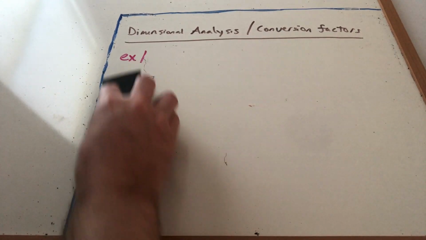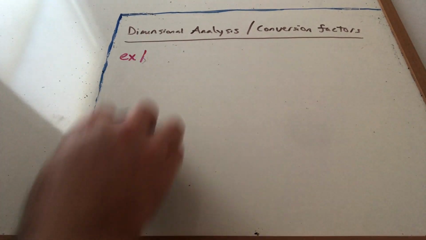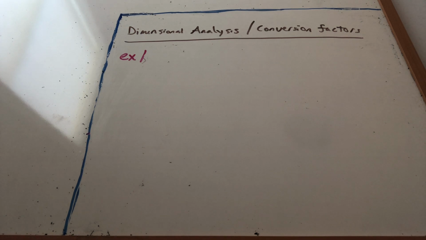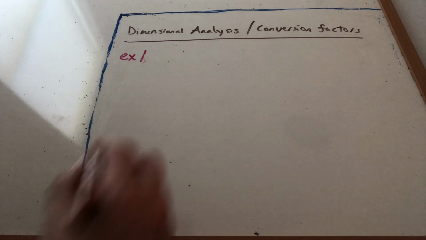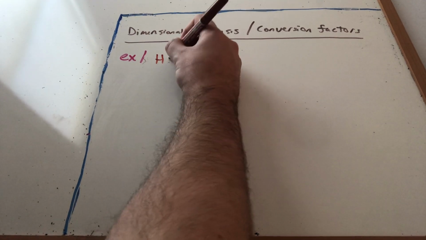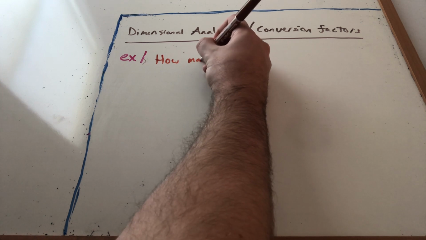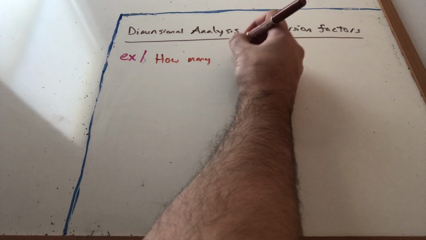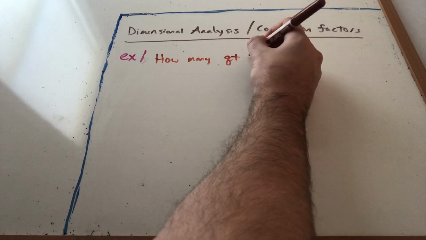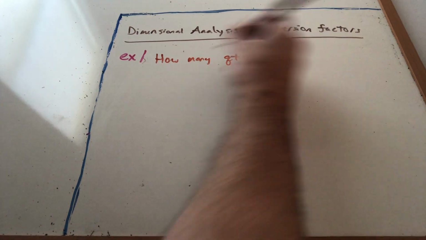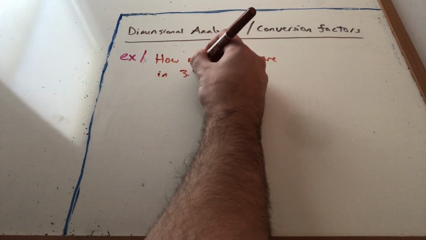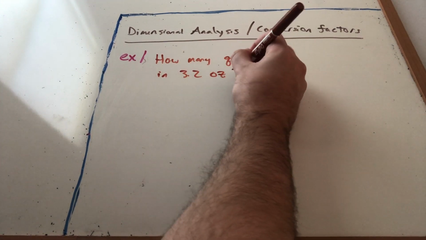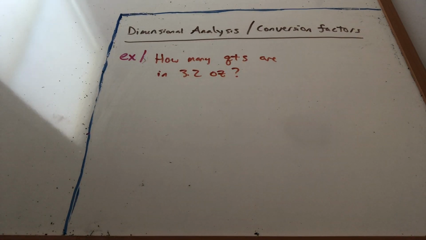And again, it's really no different than the flag example, except some things here are coming from measurements, but it's the same idea. We kind of take one bit of information and try to get to a more useful bit of information. So how many quarts, which I'm going to label QT, how many quarts are in 3.2 ounces? All right, how many quarts are in 3.2 ounces?